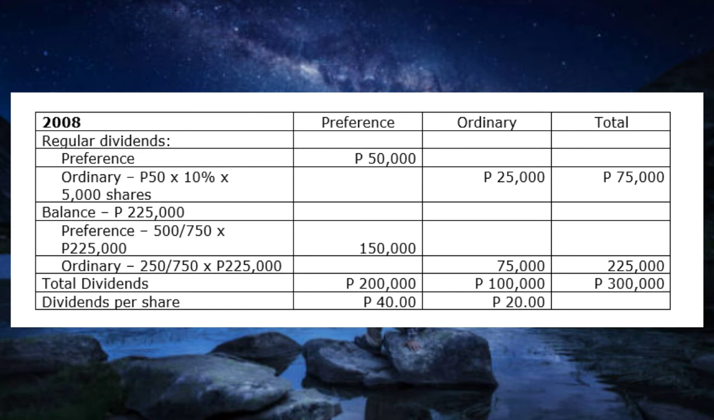Total of 225,000 pesos. Total dividends, preference: 200,000 pesos. Ordinary: 100,000 pesos. Total of 300,000 pesos. Dividends per share, preference: 40 pesos. Ordinary: 20 pesos.